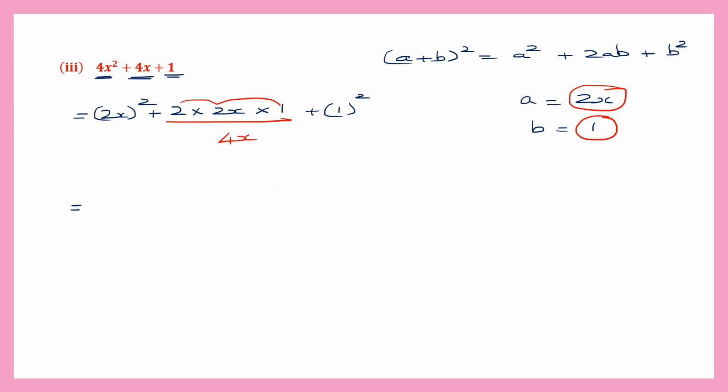And how can we write it? A plus b the whole square. And what is a? A is 2x plus b. And what is b? 1, the whole square. So this trinomial is also a perfect square. Yes, the given trinomial is a perfect square.